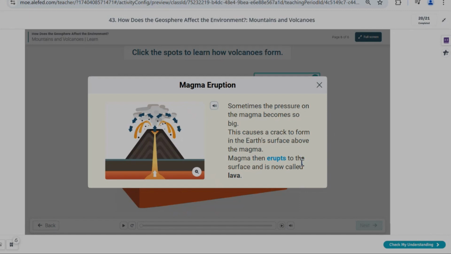Sometimes the pressure on the magma becomes so big. This causes a crack to form in the Earth's surface above the magma. Magma then erupts to the surface and is now called lava. Okay, so when magma flows on the surface, it is called lava. So this here is the magma. So sometimes the crust breaks, and this magma is pushed up, and then comes out, boom, it explodes like a bomb. Okay, and then the magma comes out. When it's out here, it is lava.